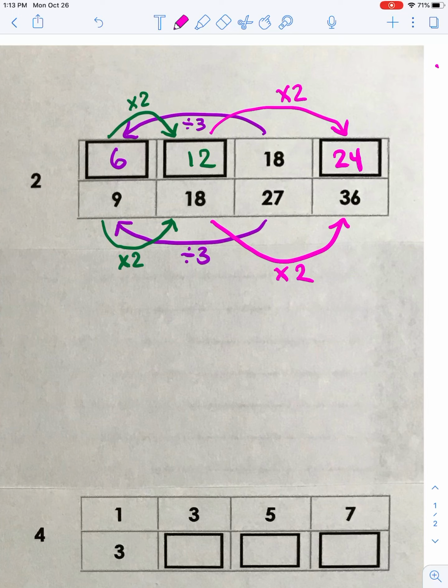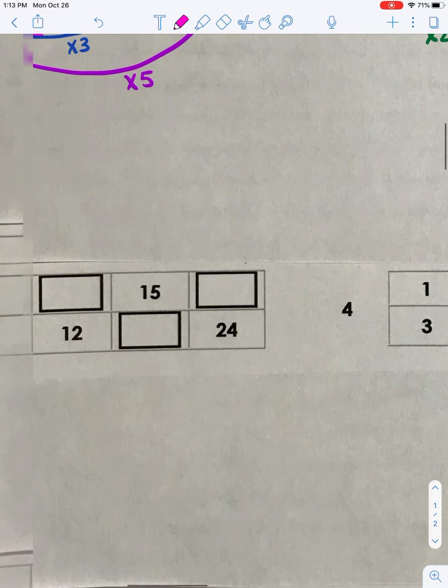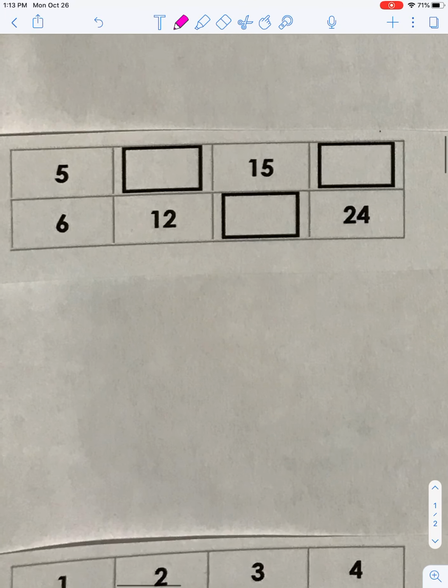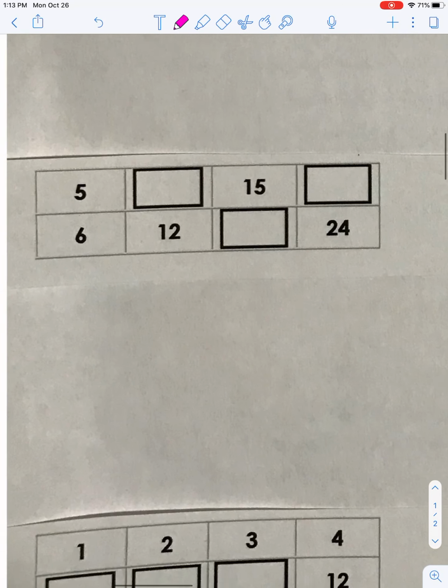And, you know, it depends on who you are. Some people see relationships easier from one cell to another, and some other people see different relationships. So let's come down here.